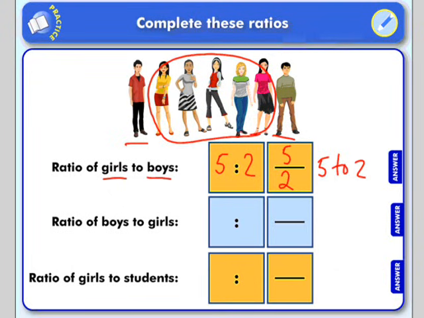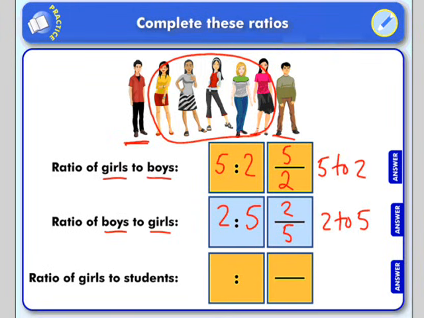Okay, let's do the next one. So a ratio of boys to girls. There are 2 boys for every 5 girls. So the ratio is 2 to 5. And again, this would be part to part because you're comparing part of the class to another part of the class. Let's look at our last example.